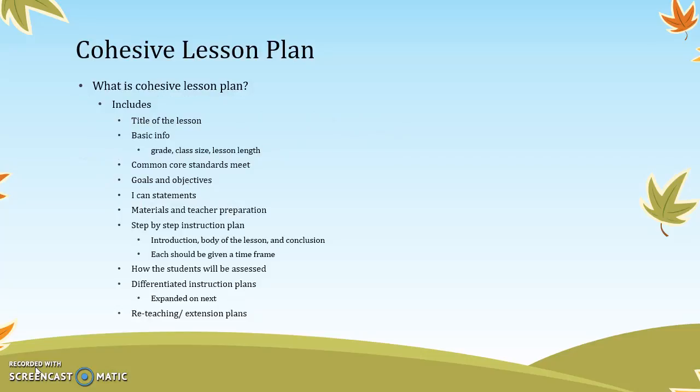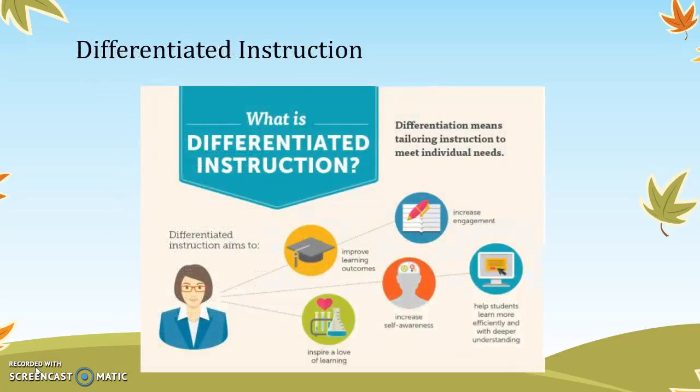So what is a cohesive lesson plan? It should include a title, basic info about the grade, class size, length of the lesson. Should include Common Core standards, goals and objectives, I can statements, materials and teacher prep, as well as step-by-step instruction plans, and then how students will be assessed, differentiated instructions, and then plans for reteaching or extension depending on what you need to follow up with.